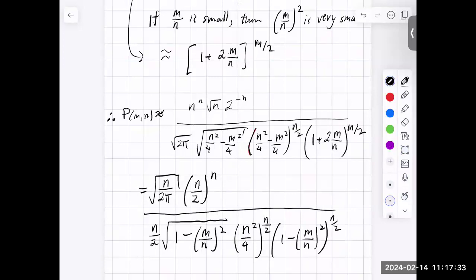And then this one we'll just write down again. So it's 1 plus 2m over n, and that's all to the m over 2. All right, good. Now, let's see what we have here. What's n squared over 4 to the n over 2? What can I do with this 1 over 2 here? It's a square root, right? So this n squared becomes n, the 4 becomes 2. We'd have n over 2 to the power n.